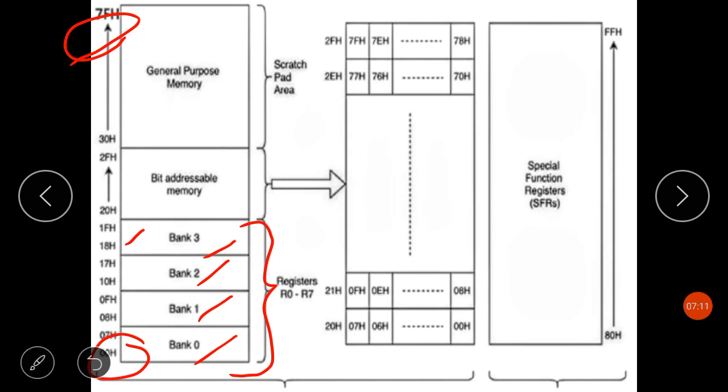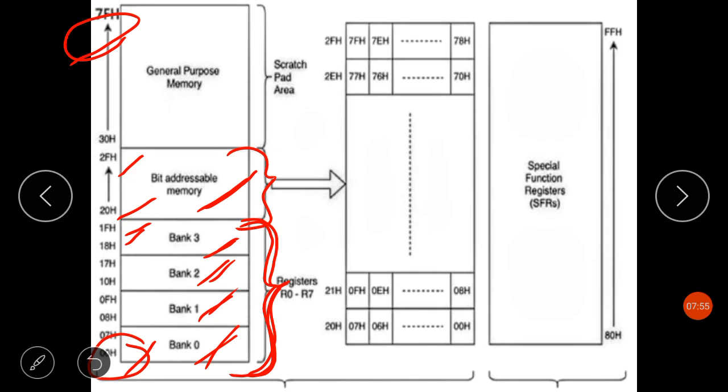Since the 8051 microcontroller has on-chip RAM of 128 bytes, this 128 bytes is divided into three parts. In 128 bytes, the first 32 bytes is taken by the register banks. Register banks means it will have bank 0, 1, 2, 3 and the address is 00H to 1FH, thus making the 32 bytes. Now the next 16 bytes is occupied by the bit addressable memory, having the address range 20H to 2FH. So this is making the 16 bytes.